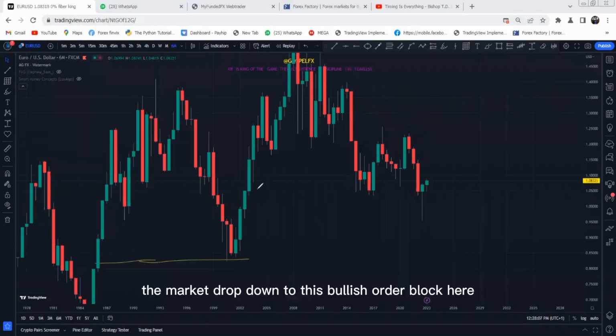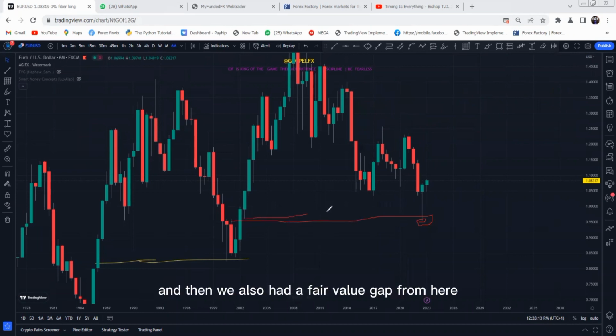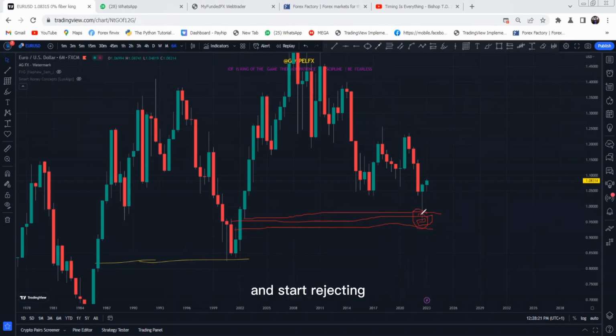All right. Now the market dropped down to this bullish order block here, right? This is a bullish order block from the 6 months. And then we also had a fair value gap from here. Now, immediately price touched this level, it started rejecting. From the daily or from the weekly, we know that at that point, normally, if this is not going to hold, price will have to reverse. We had a CB that was formed here. So price had to fill this.